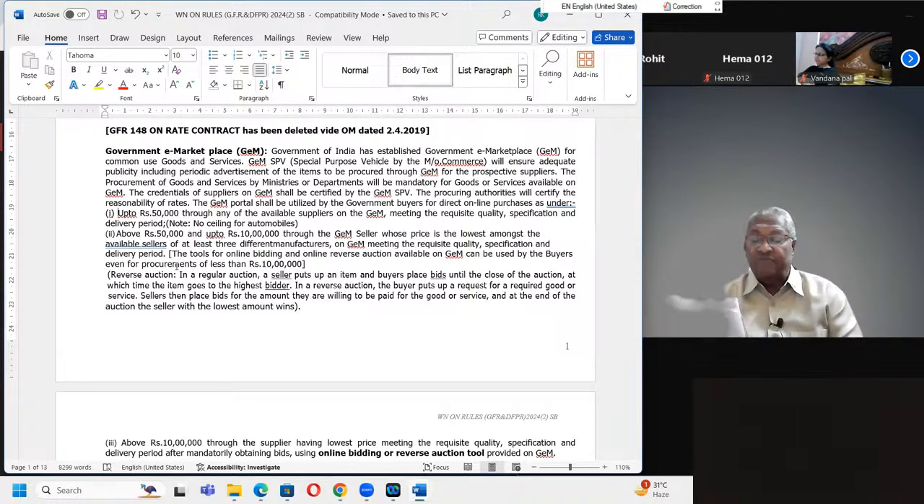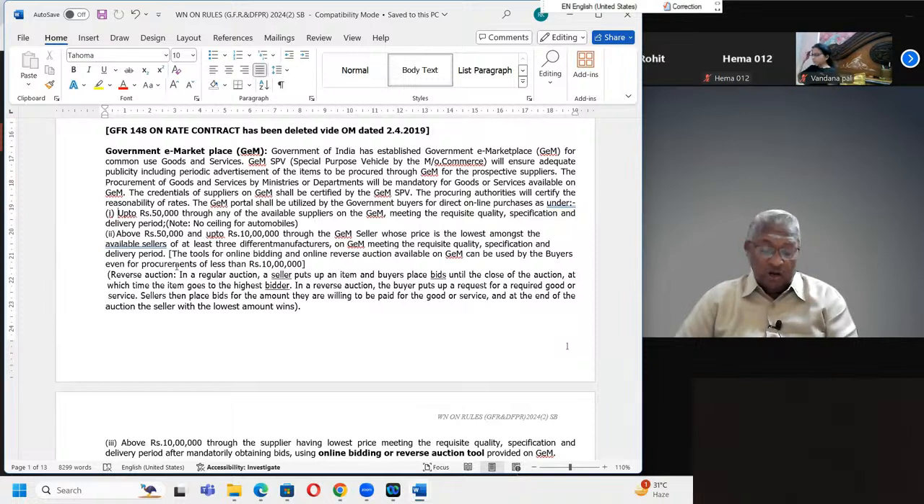The invitation for the online e-bidding or reverse auction will be available to all the existing sellers or other sellers registered on the portal and who have offered their goods or services under the particular product or service category as per terms and conditions of GeM. पहले से GeM में जो भी registered हैं, उनके पास ये requisition जाएगा.